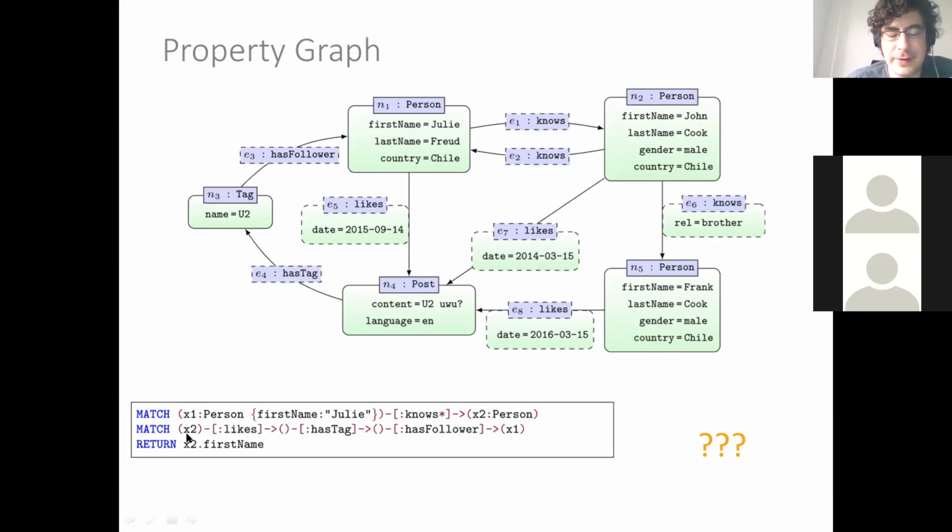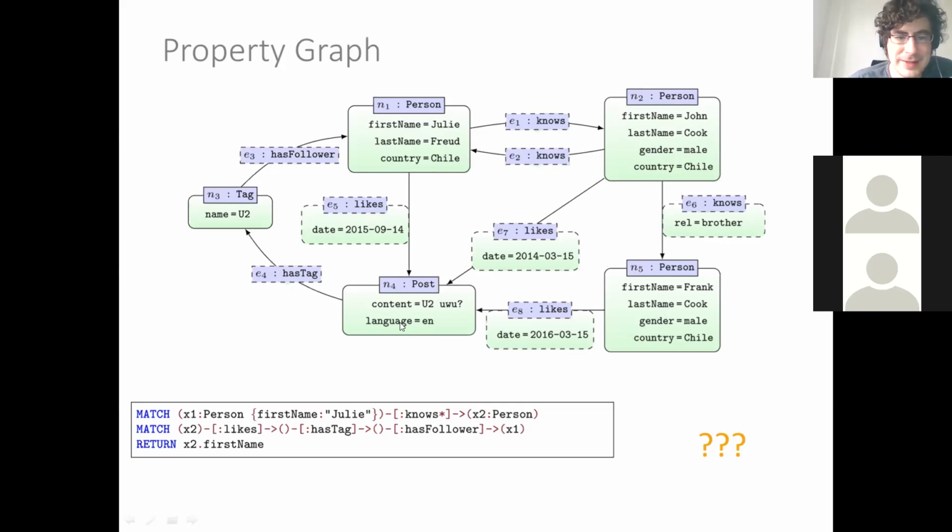And then we're looking for another condition, which is that the node that is connected, the second person, has to like something that has a tag, that has a follower, x1, okay? So let's say John, for example. John is the second person here. So John has to like something that has a tag, that has a follower that is x1, and x1 was Julie at the start, right? So we see that John is a possibility.